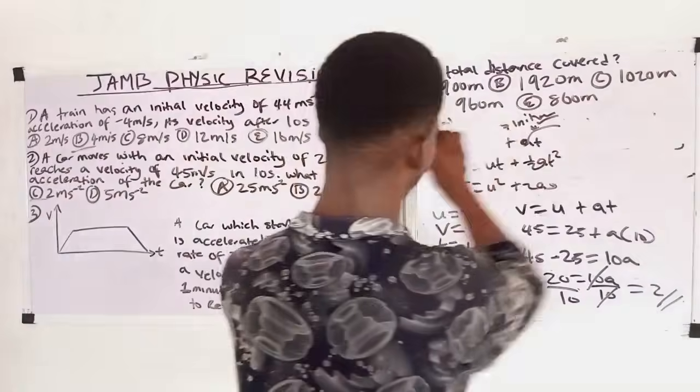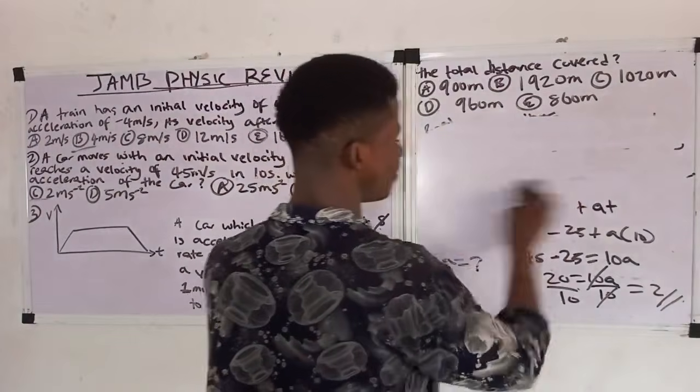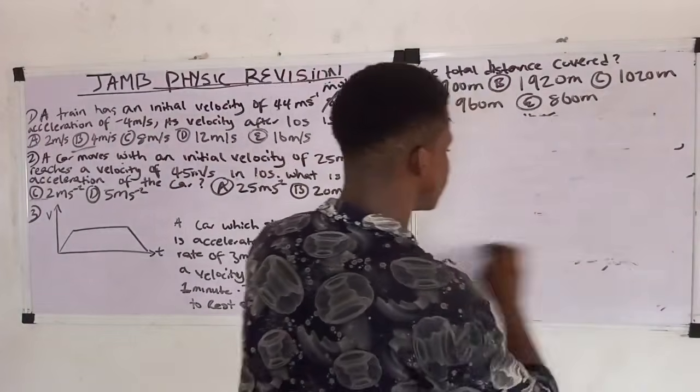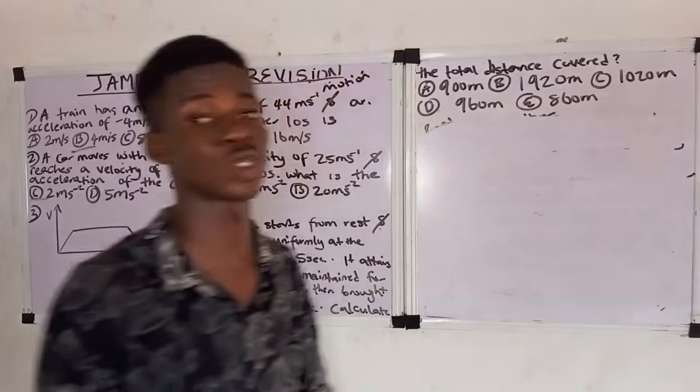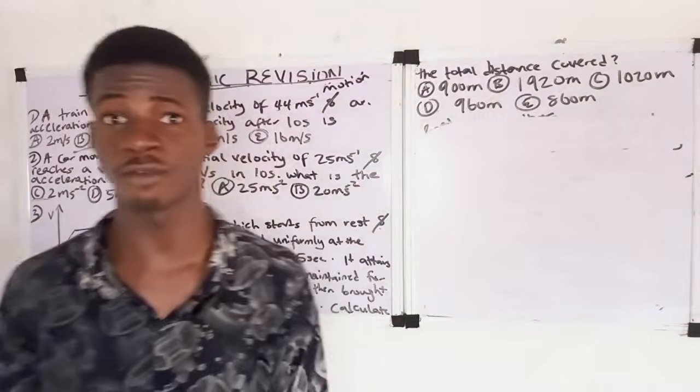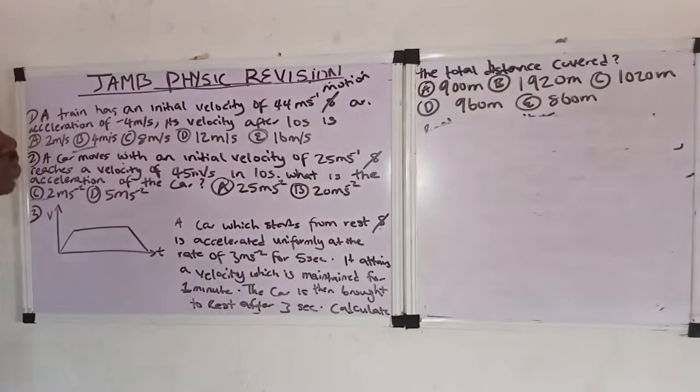Now let's move to the last question here, which is on the velocity time graph. Most students usually find it difficult to solve questions coming from the velocity time graph. So I will show you an easy way to solve this type of question.